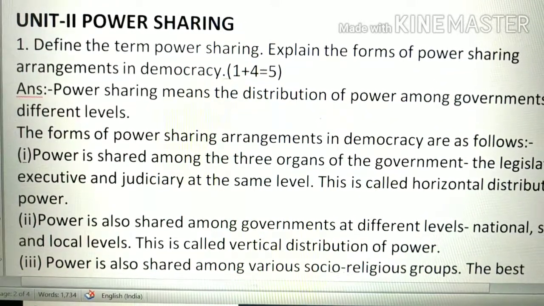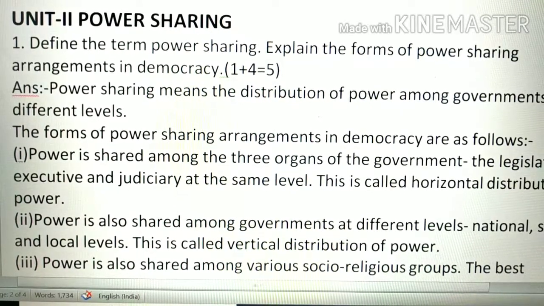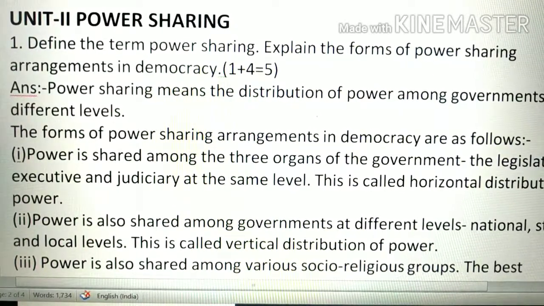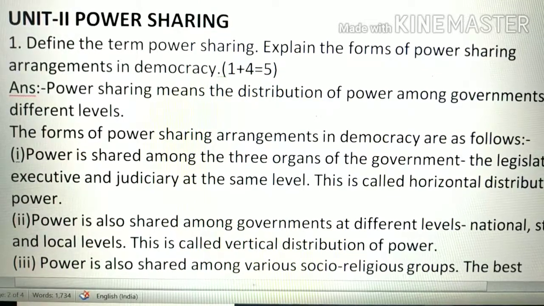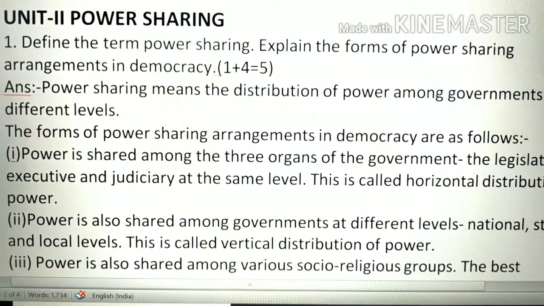Unit 2: Power Sharing. Define the term power sharing. Explain the forms of power sharing arrangement in democracy.